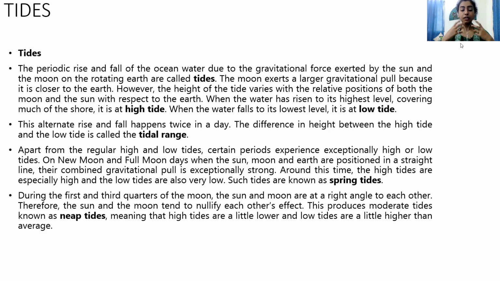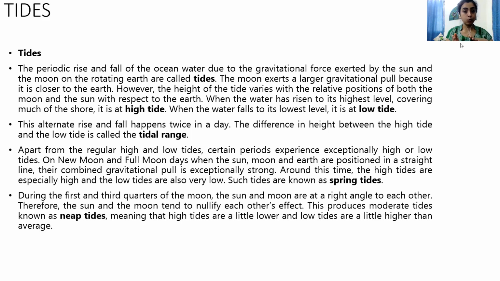Coming to nip tides, what are nip tides? During the first quarter and the third quarter of the moon, we all know that the moon also has its own positions, right? Like first quarter, then new moon, third quarter, full moon, right? So during the first and the third quarter means when you can see only half of the moon, when you do not see the entire moon.